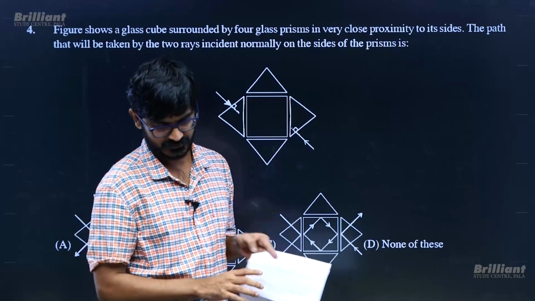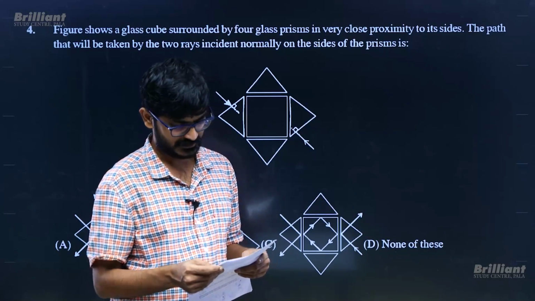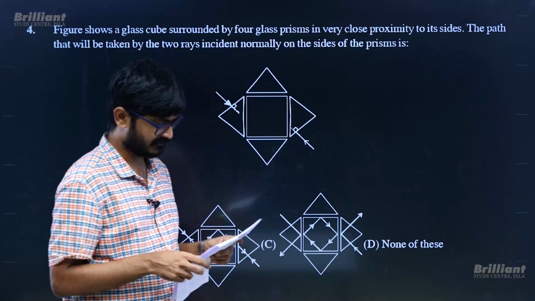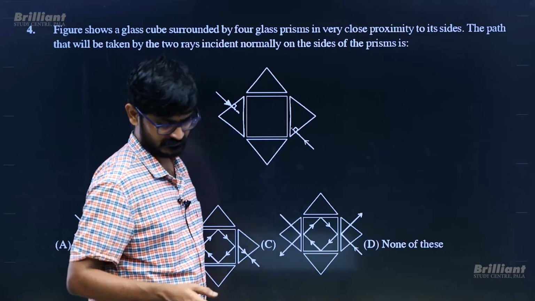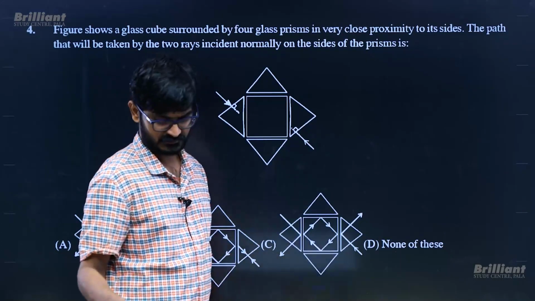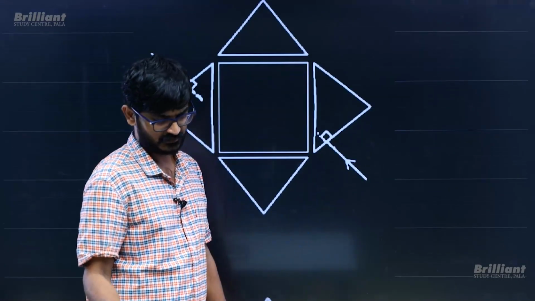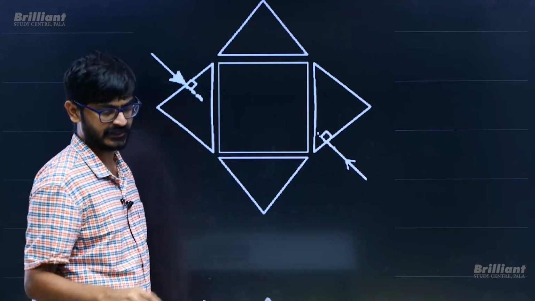Going to the next question: the figure shows a glass cube surrounded by 4 glass prisms in very close proximity to its sides. What path will be taken by 2 rays incident normally on the sides of the prisms? See, again, I am not sure, they have given a 'none of these' option, and I don't know why, because they never give any information about the angle, so you can't predict exactly what is happening.